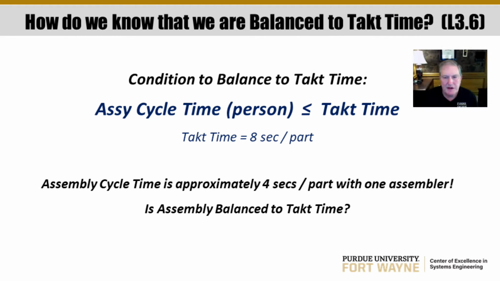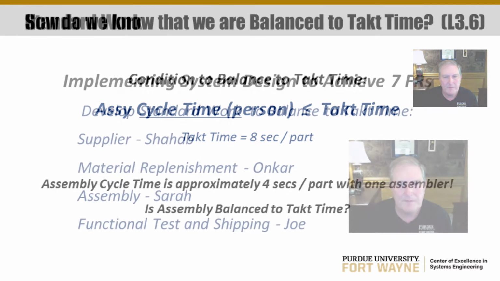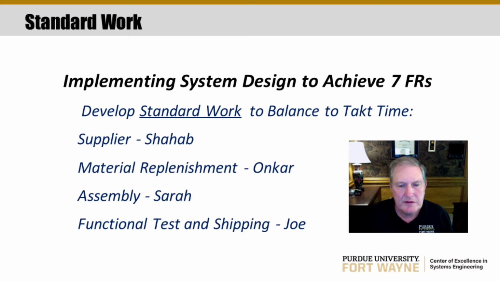So now that we've studied the assembly cycle time, we know that assembly can meet the takt time. Standard work, remember, defines the content, sequence, and timing of all work. So that means that we have to have 4 standard works for each of the 4 people in our simulation. So we'll need a standard work for Shahab, who is doing supply now, material replenishment with OnCar, assembly for Sarah, and functional test and shipping for Joe.